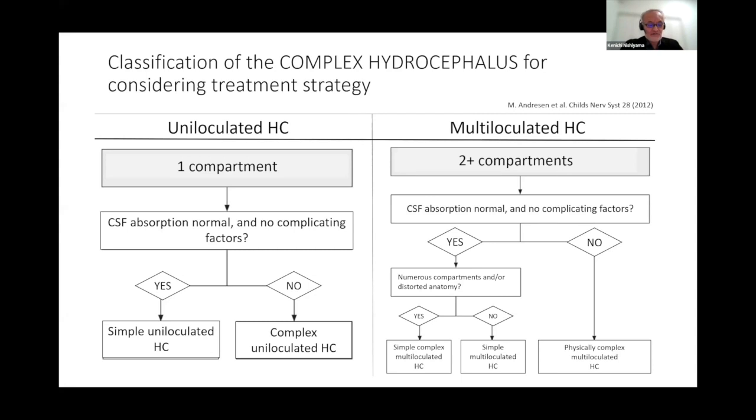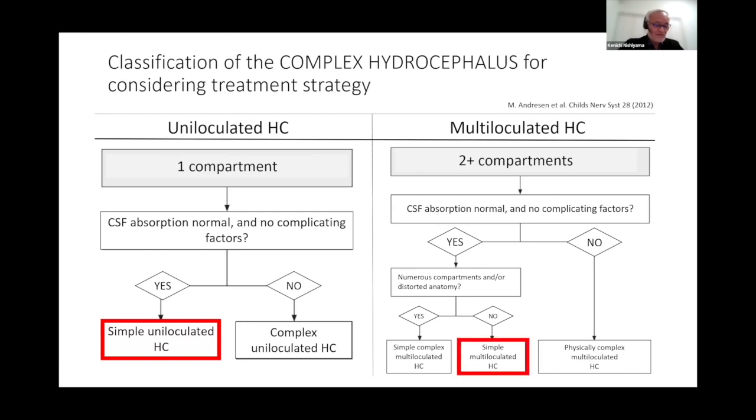This schema is the classification of complex hydrocephalus for considering the treatment strategy by Dr. Anderson. He reported from the viewpoint of anatomical classification, uni- and multi-located hydrocephalus. Here, simple unilocated hydrocephalus is a classic obstructive hydrocephalus with a single point of obstruction or a single cyst and normal CSF absorption. Generally a single-stranded shunt is inserted, and endoscopic CSF diversion also carries a high success rate in this entity.